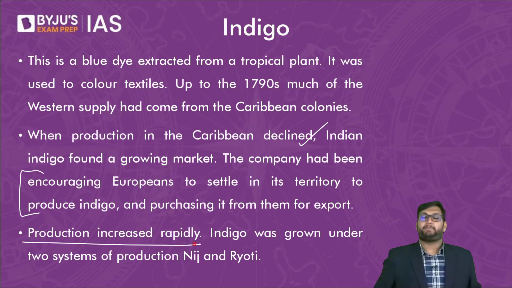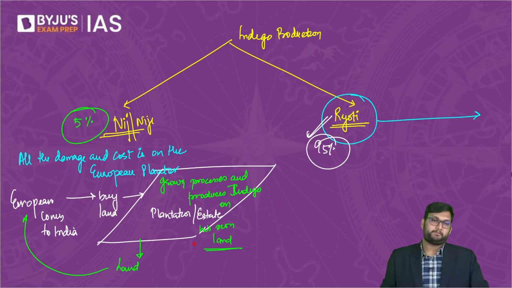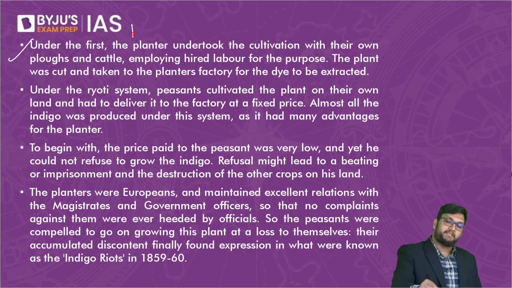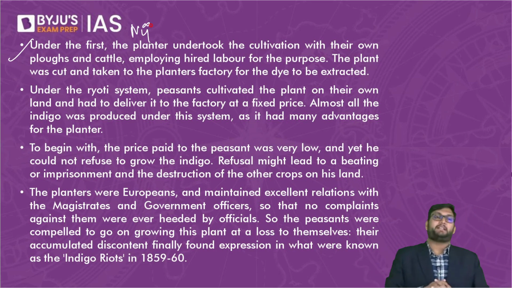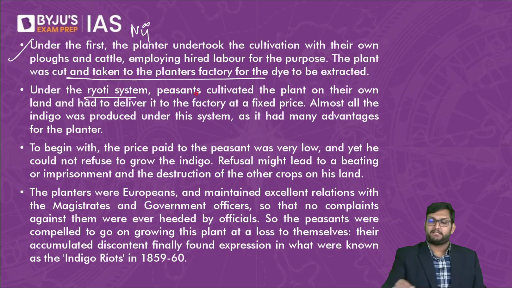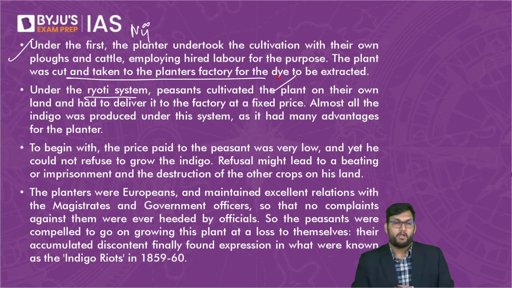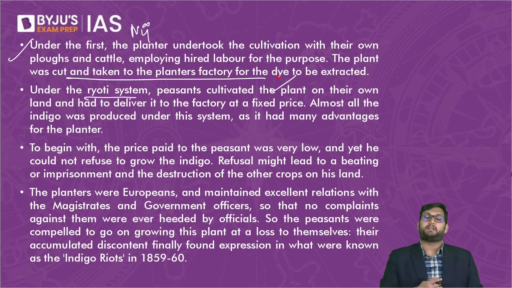Production increased rapidly. Indigo was grown under two systems in India, Nij and Ryotwari. Under the first, which is Nij, the planter undertook the cultivation with their own plows, cattle, employing hired labor for the purpose. And the plant was cut and taken to the planter's factory for dye to be extracted. Under Ryotwari, peasants cultivated the plant on their own land and had to deliver it to the factory at a fixed price. Although all the indigo was produced under this system, it had advantages for the planter.